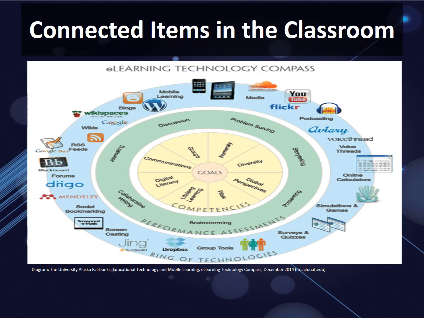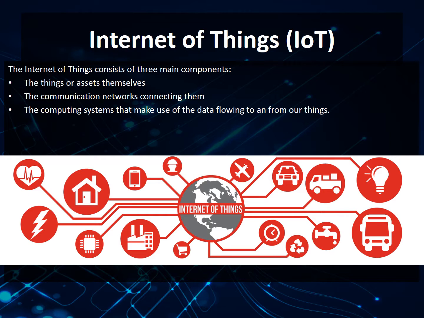Here are a few additional items that may be connected in a typical classroom setting. We see various collaboration tools, wikis, Google Docs, and other technologies. Applicable goals and measurement criteria may be found in the innermost layer of the diagram. The Internet of Things consists of 3 main components: the items themselves, the communication networks connecting them, and the computing systems that make use of the data flowing to and from those things.